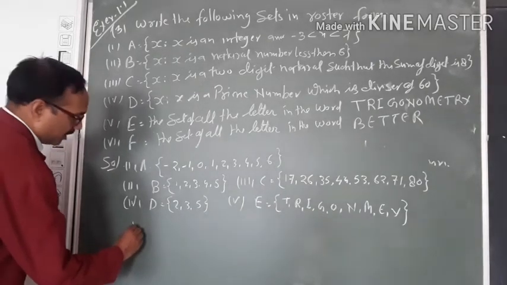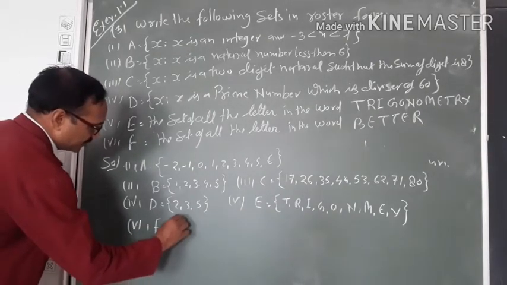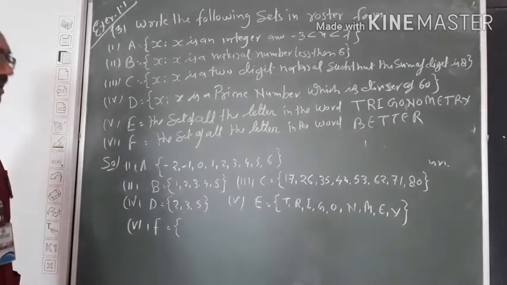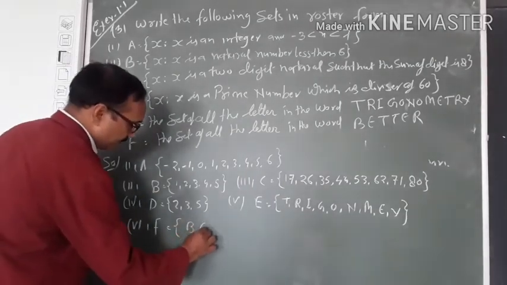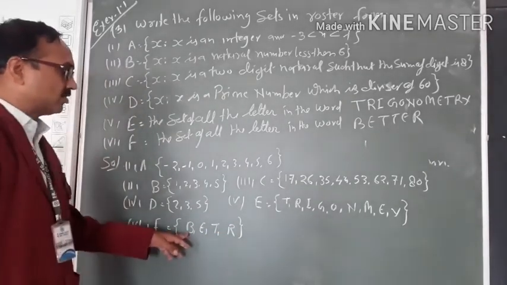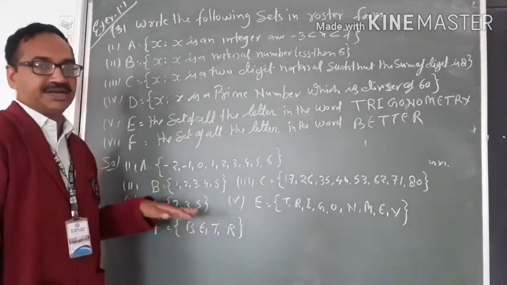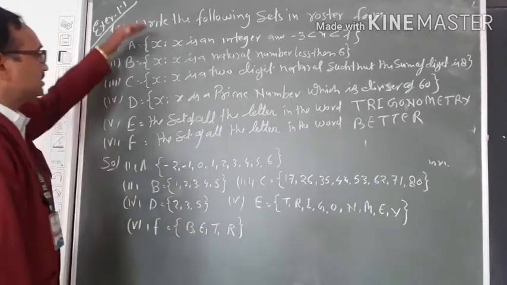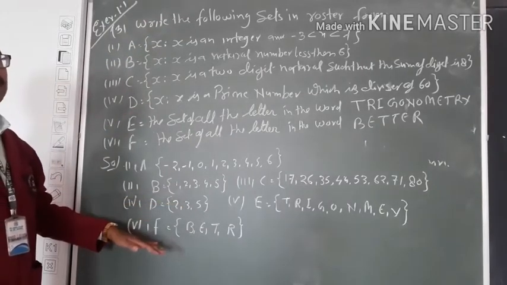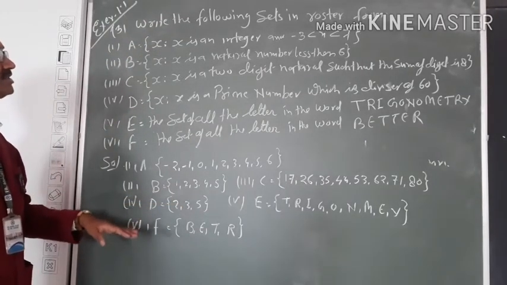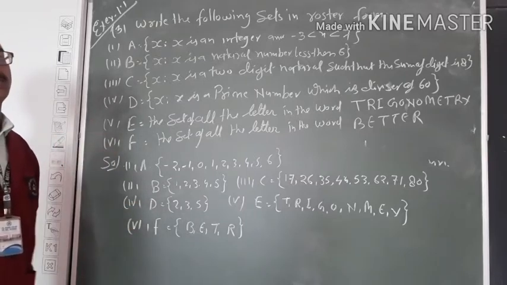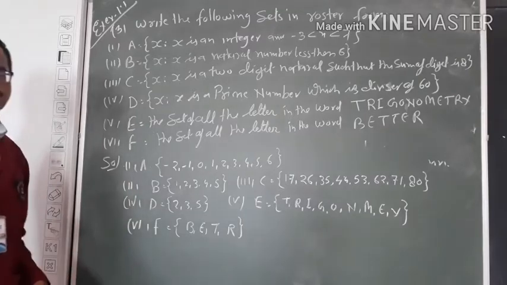Similarly, in part 6 or F, write all the letters of the word better. So B, E, T and R. So these are the set of the word better. No repeated letters. Okay? So these are the roster form, from the set builder form. Now in that question we changed the set builder form to roster form. Okay? So jot it down.